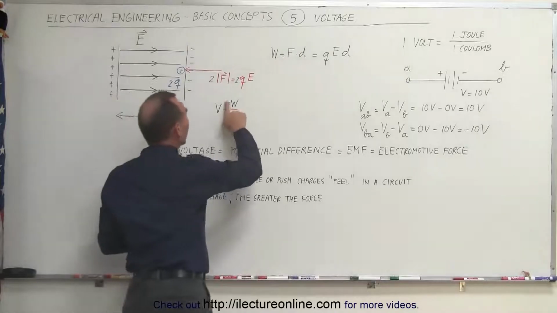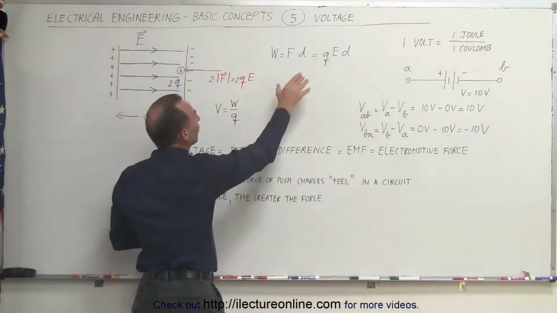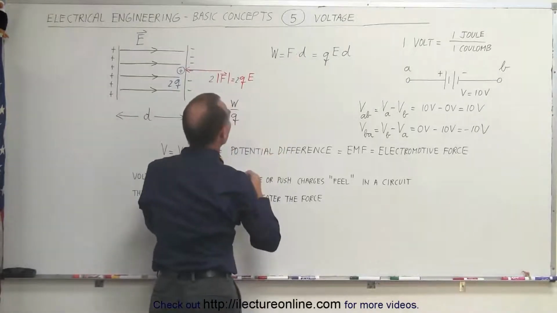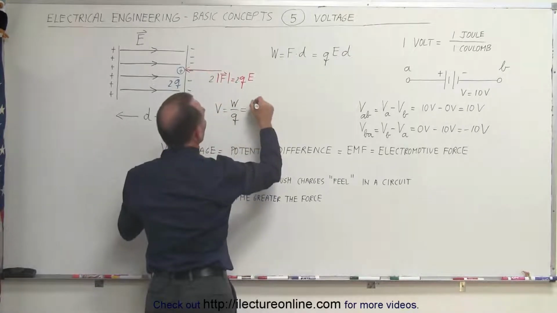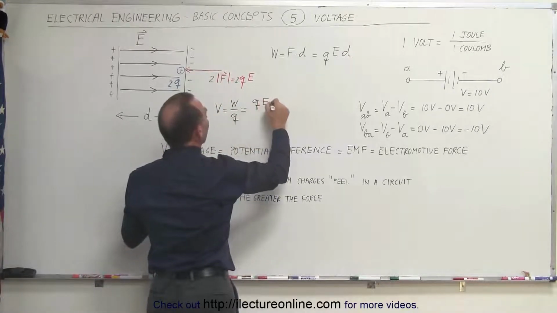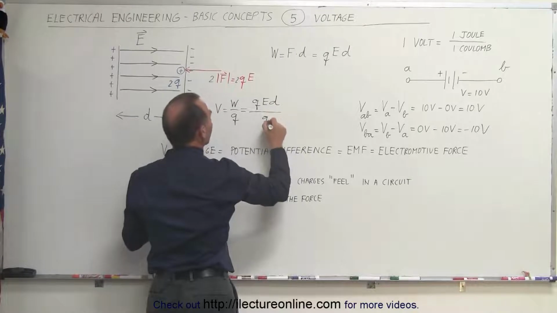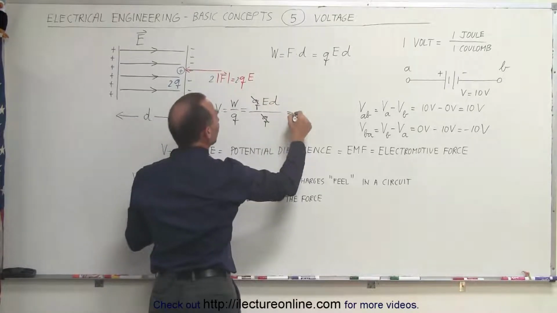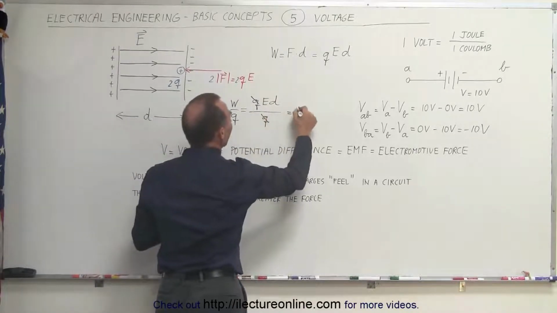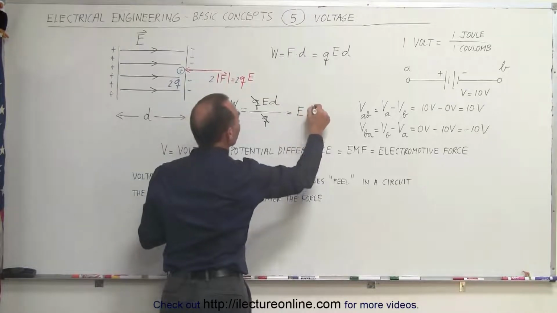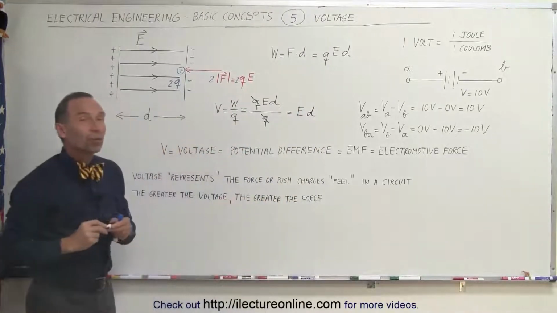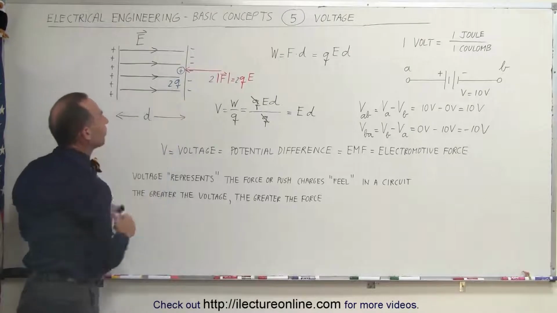If we get rid of these 2's again, right here, if we plug in what work is equal to, we can see that the work is equal to Q E times d divided by the charge Q. The Q's cancel out, which means that the voltage then is defined as the strength of the electric field times the distance between the left side and the right side of that field.